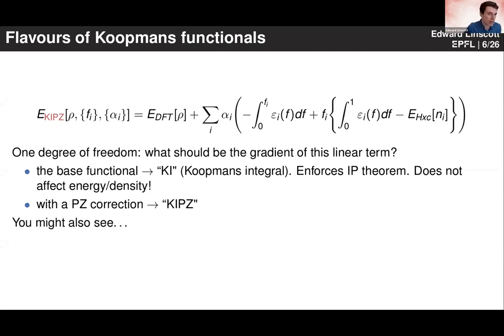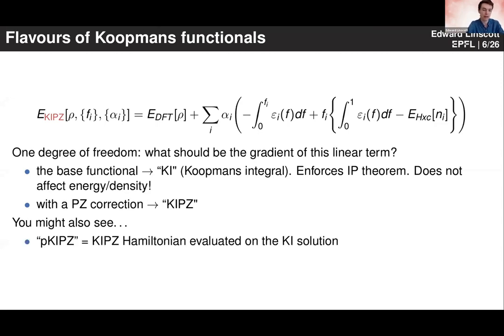There are a few other flavors that you might see if you read the literature or look at some of our previous papers. There's the pKIPZ. So this is perturbative KIPZ. And so what this is, it's the KIPZ Hamiltonian, but we only evaluate this on the KI solution or the DFT density. And so basically, like I said, KIPZ is computationally more expensive than KI because we've got to actually update the density and so on. But we can get halfway there by evaluating the KIPZ Hamiltonian non-self-consistently.